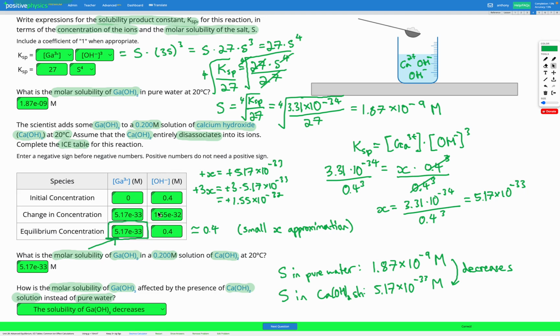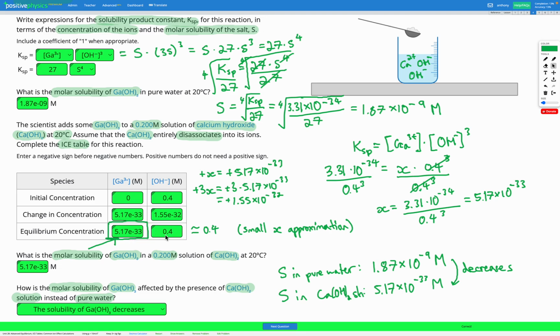Then we wrote out an expression for the change in concentration using our chemical equation. The coefficient of each of our products tells us how many x we have added when we change the concentration. We found the equilibrium concentration by adding the initial to the change. One special thing we did here was we used the small x approximation. So if we have a bigger number plus x, and we know x is going to be really tiny, we can just ignore the fact that we're adding x because it's not going to affect our answer. So that's what we used here to get 0.4 for our equilibrium concentration of hydroxide.